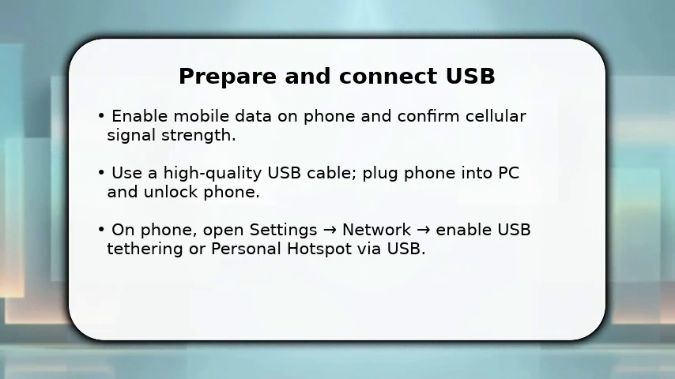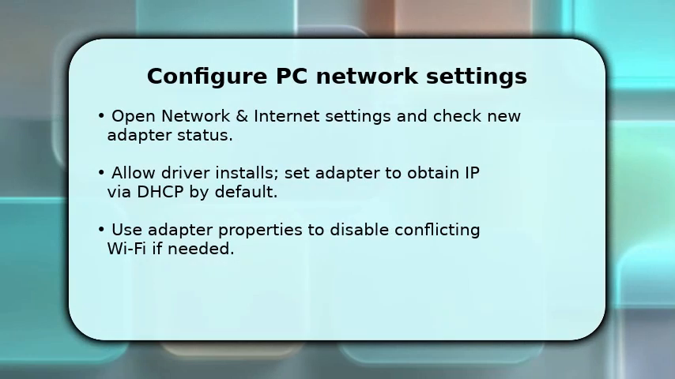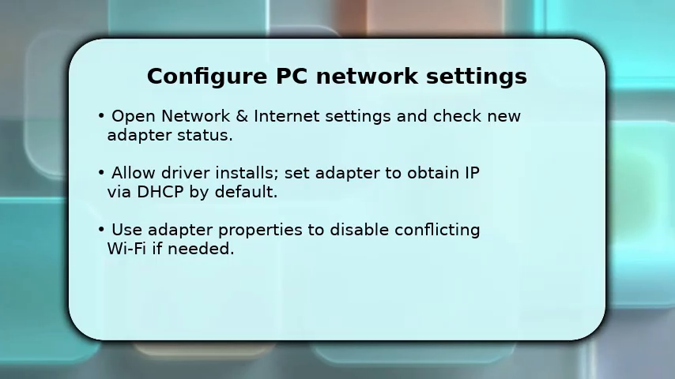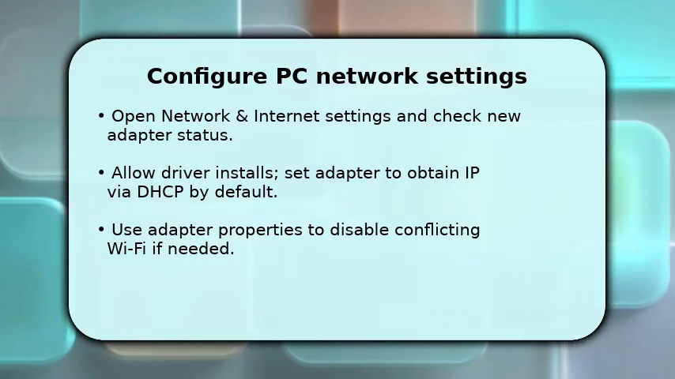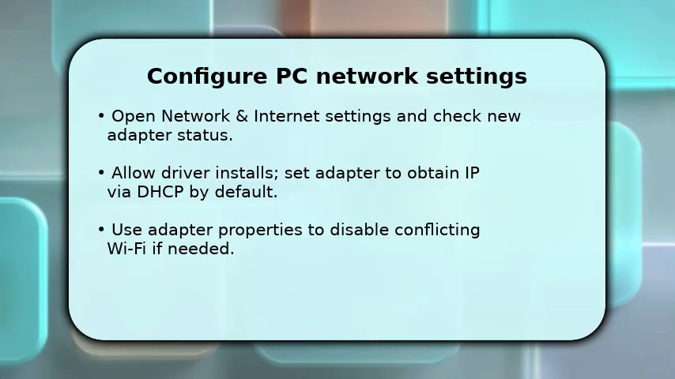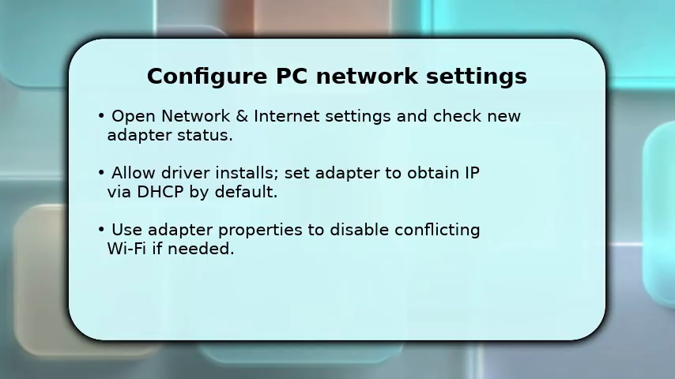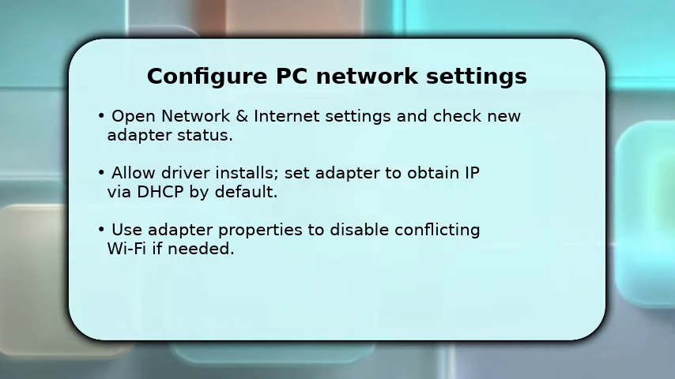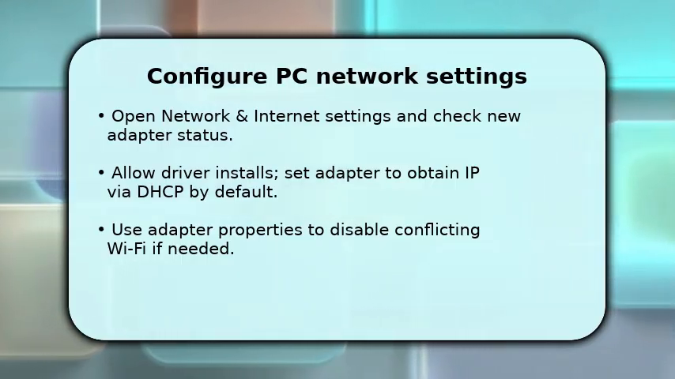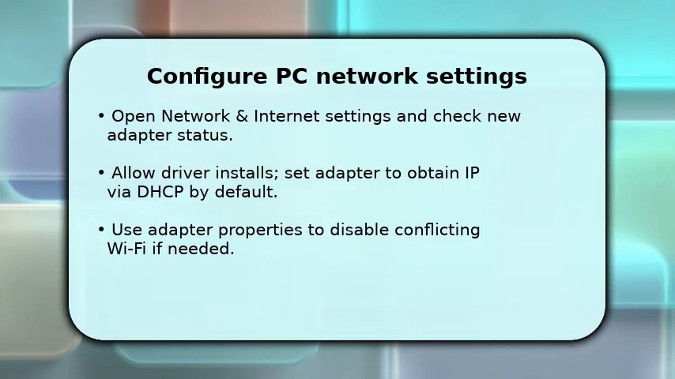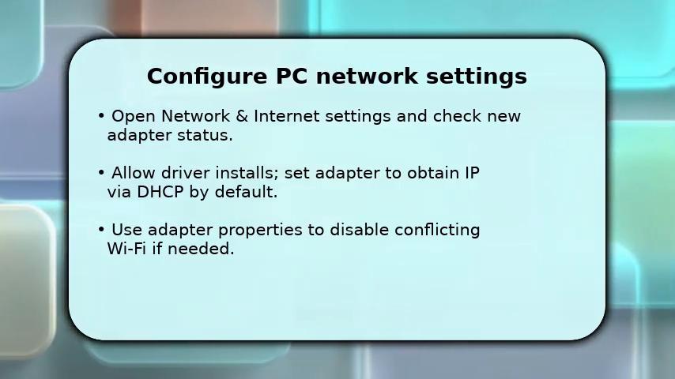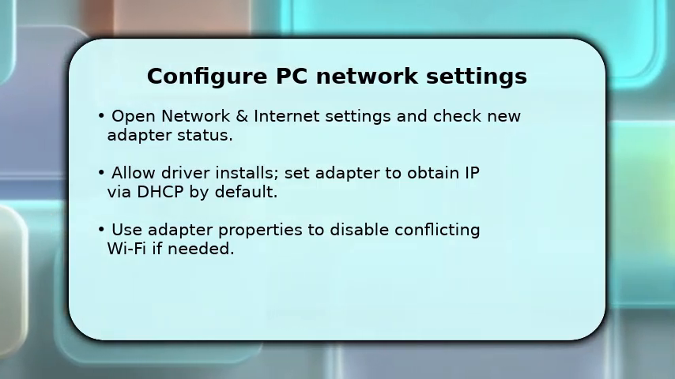Once the phone advertises tethering, Windows or Mac OS creates a new network adapter. Open network settings to confirm it shows as connected. Make sure the adapter is set to obtain an IP address automatically. That lets the phone hand out correct IP, DNS, and gateway. If your PC prefers another interface, change network priority or temporarily disable Wi-Fi so traffic routes over USB.